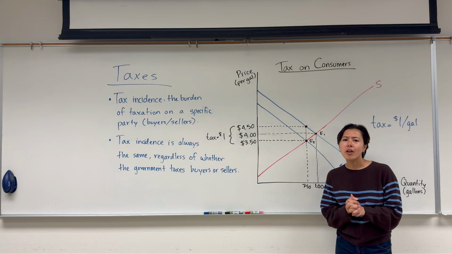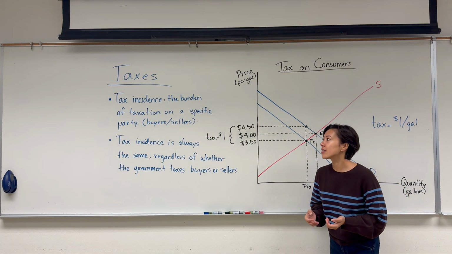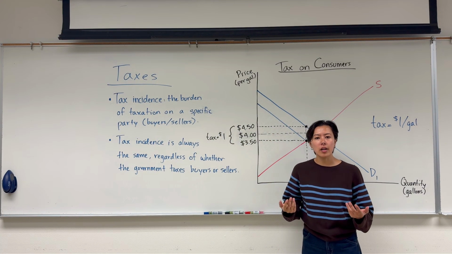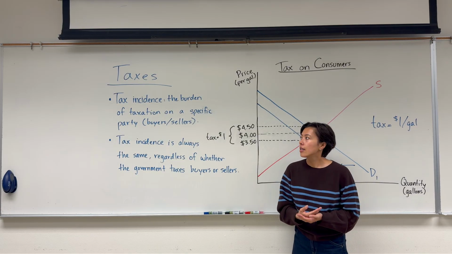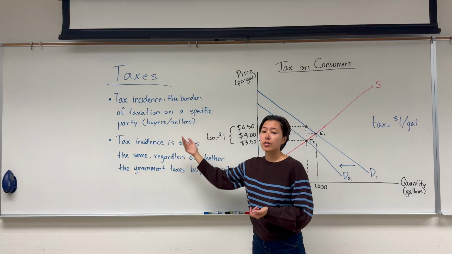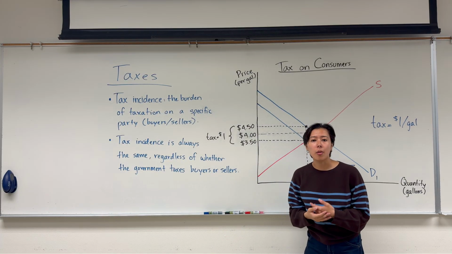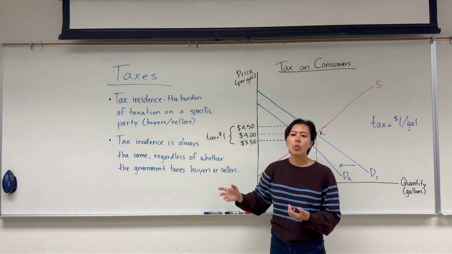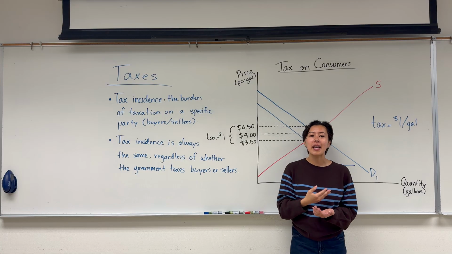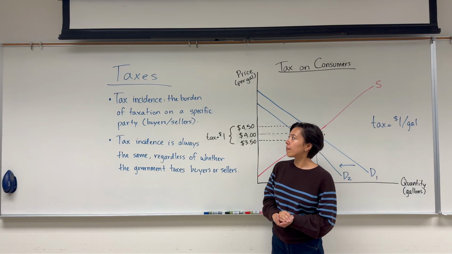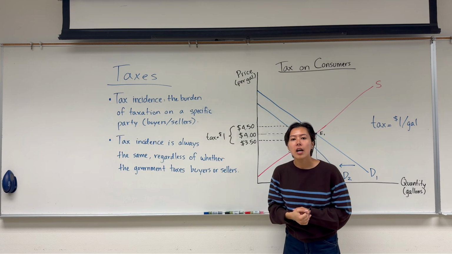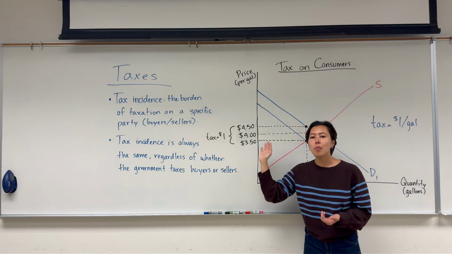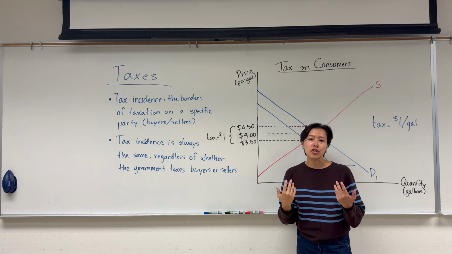All right, now we want to talk about something called tax incidence. And what we mean when we say tax incidence is we just want to measure the burden of a tax on a specific party. So we can look at our tax incidence on consumers or our tax incidence on producers. And what we're trying to do is measure what proportion or what fraction of the tax is actually paid by that party. So if I want to find my tax incidence on consumers, I want to see for this $1 per gallon tax on gasoline, how much of that tax are my consumers actually paying?